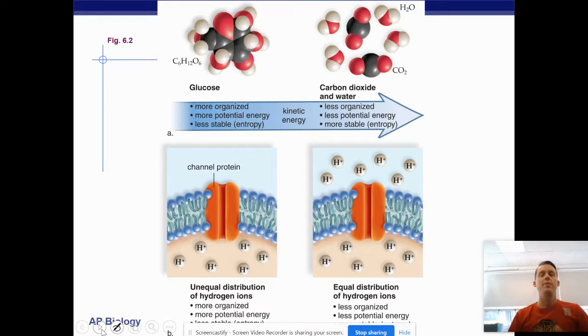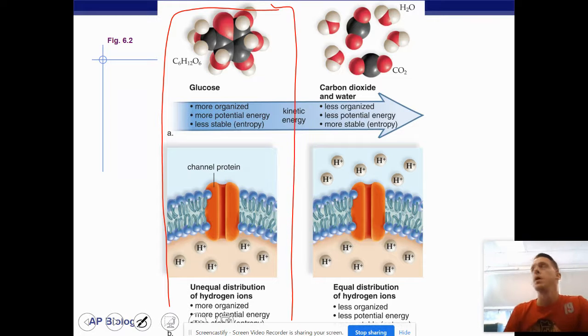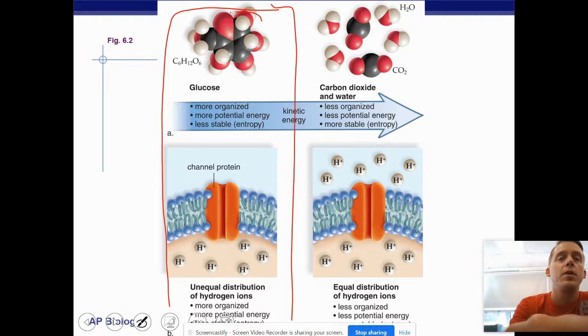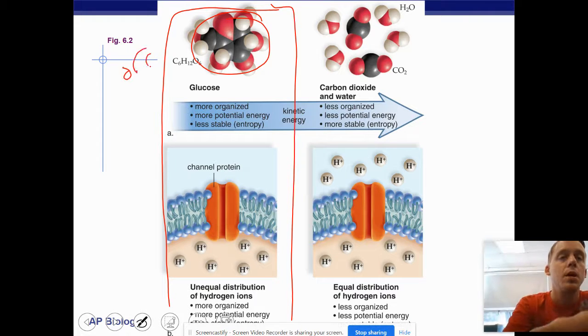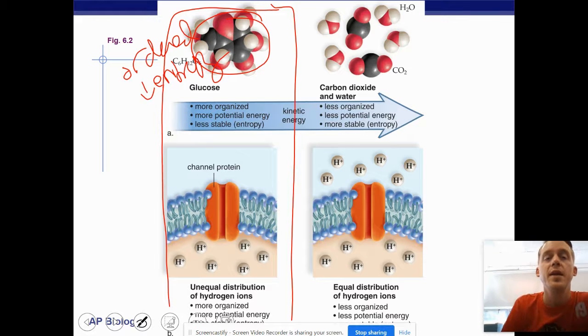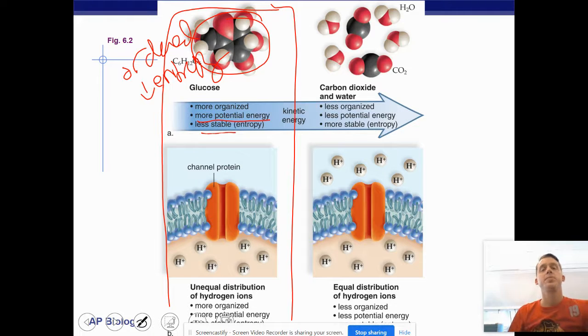All right, so here we have a comparison between order and disorder. Let's take a look at the left-hand column. On the left-hand column, we have glucose. Glucose is a fairly large molecule, so that is ordered, right? So we have a low entropy with glucose. It's organized. Notice how there is lots of potential energy there. There's lots of bonds there that we can get energy from, and it's not particularly stable, right? Glucose is going to break down at some point.